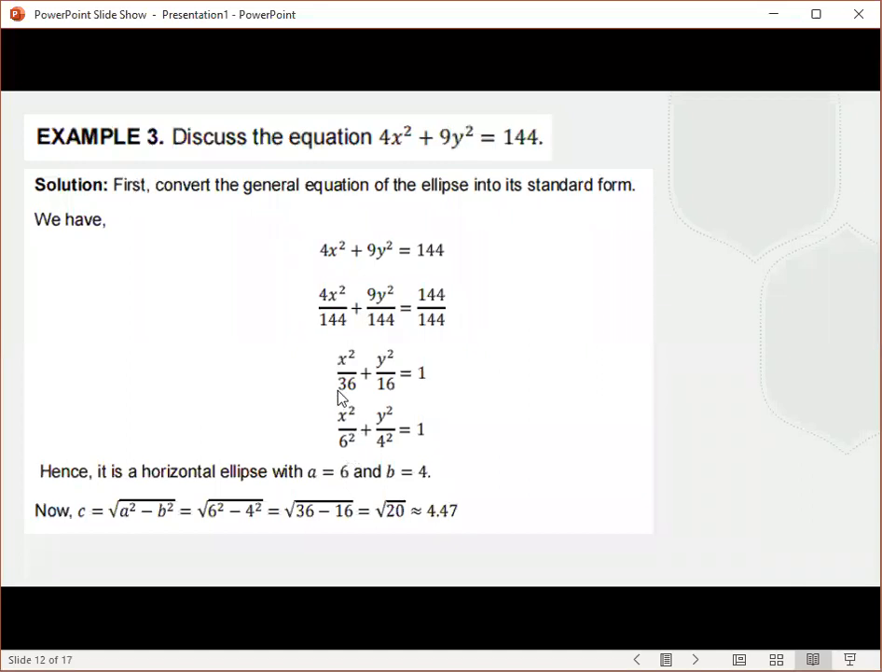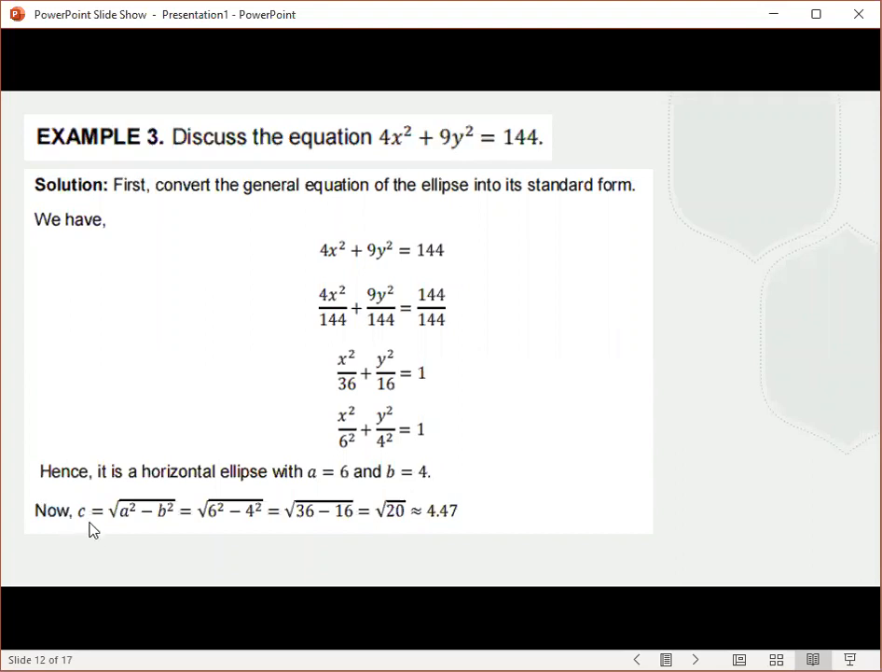So as you can see here, 36 is A squared, 16 is B squared. So the square root of 36 is 6. The square root of 16 is 4. So you have here A is equal to 6 and B is equal to 4. We cannot interchange these two values because A is always greater than B. Let me repeat that. A is always greater than B. So the greater value is 6, and that would be A. And you'll have here 4 as the remaining denominator.